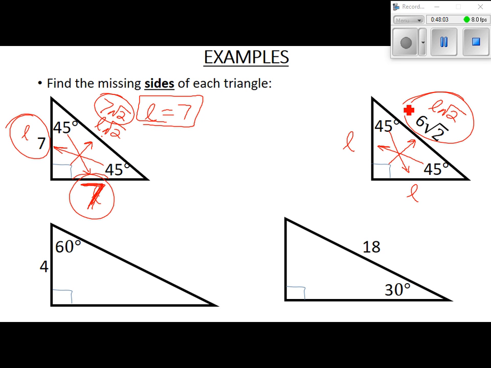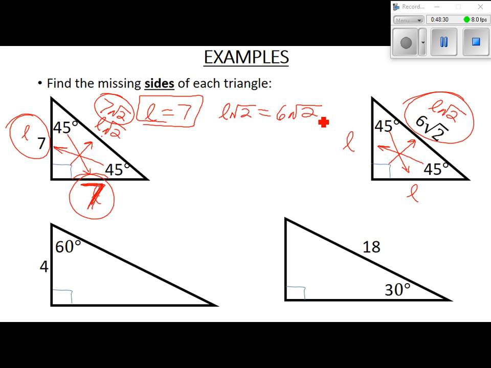What did you write down this time? Don't listen to Joseph. What did you write down? L times the square root of 2. What did they already have for that side? Now I know Joseph looked at it and said, oh, I know what the answer is, and he's right.